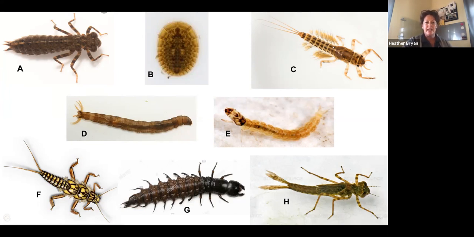Then here with letters D and E, let's compare these two. In letter E, there are jointed legs here at the beginning portion, on the thorax and the beginning of the abdomen. Whereas over here with letter D, there are no jointed legs, but instead those fleshy protrusions, or prolegs, that help this organism to move around.